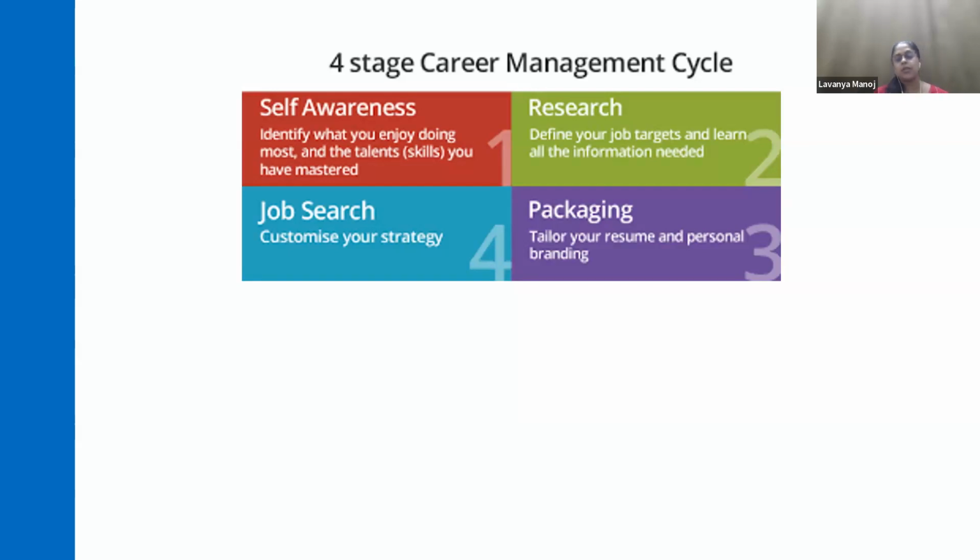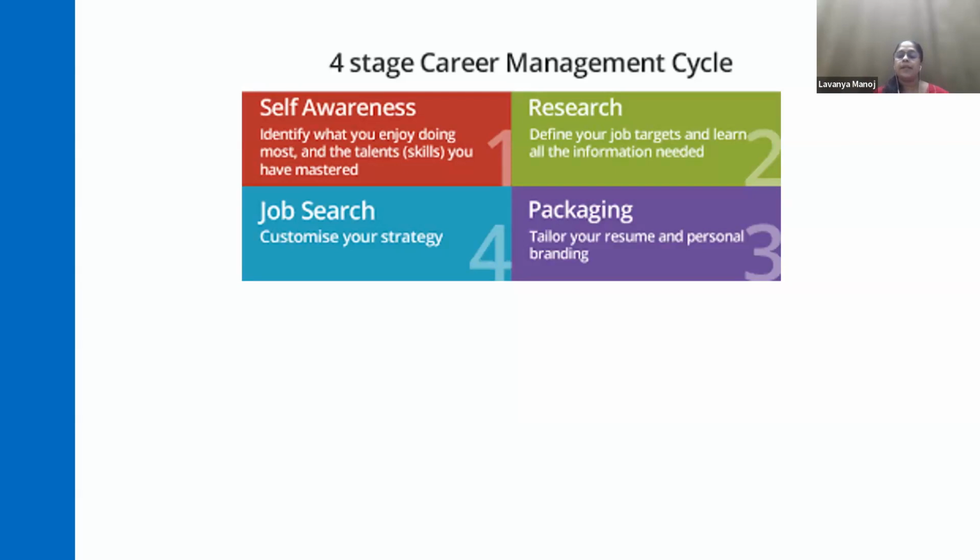So first I need to analyze that, and then do research. Research is about targeting the job. Which company provides the opportunity which I am seeking? What are the roles and positions in that company? Does it align with my interest? Does it align with my skill set and experience? That I have to research.